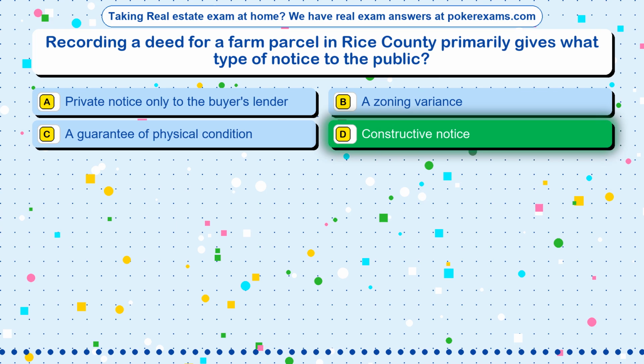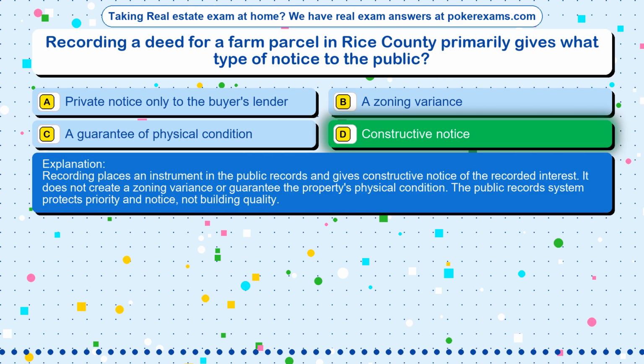The correct answer is option D. Constructive notice. Recording places an instrument in the public records and gives constructive notice of the recorded interest. It does not create a zoning variance or guarantee the property's physical condition. The public records system protects priority and notice, not building quality.